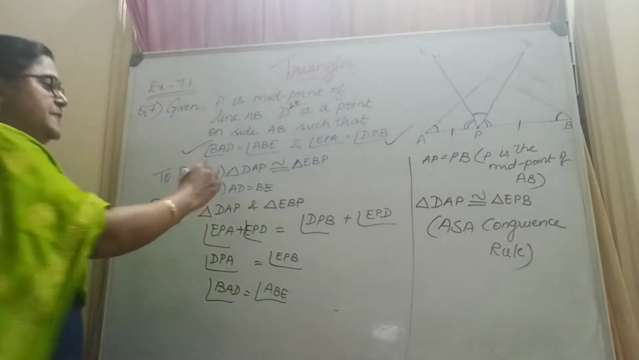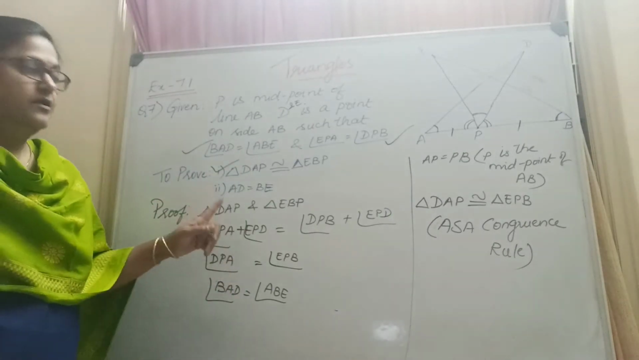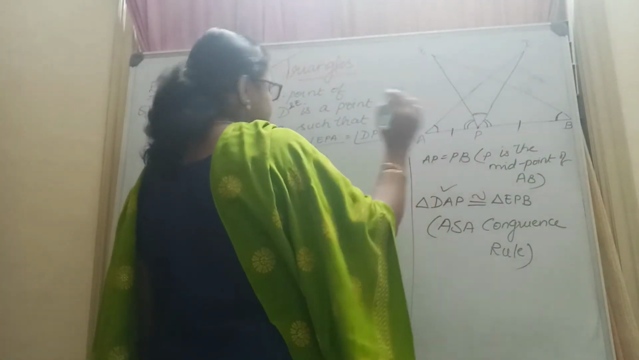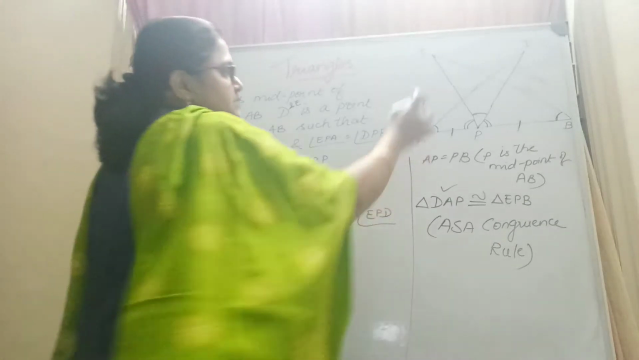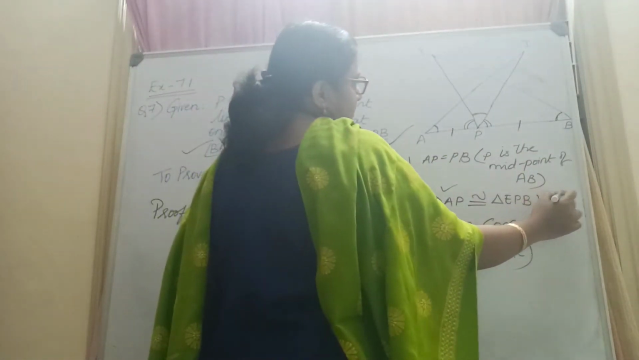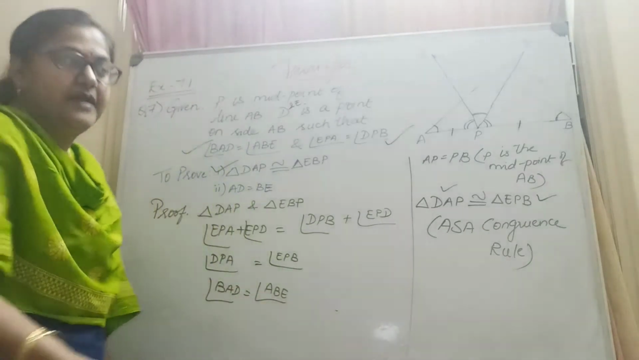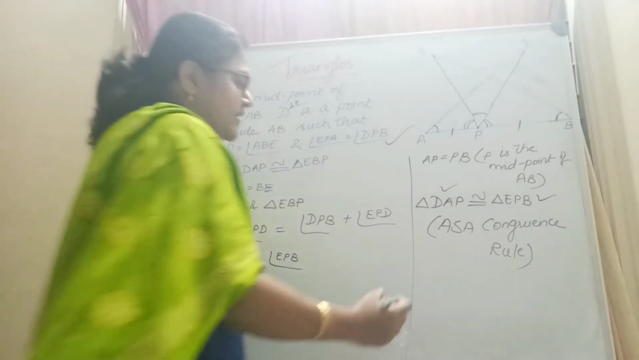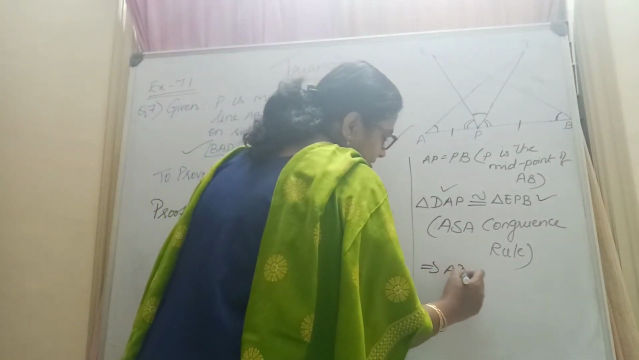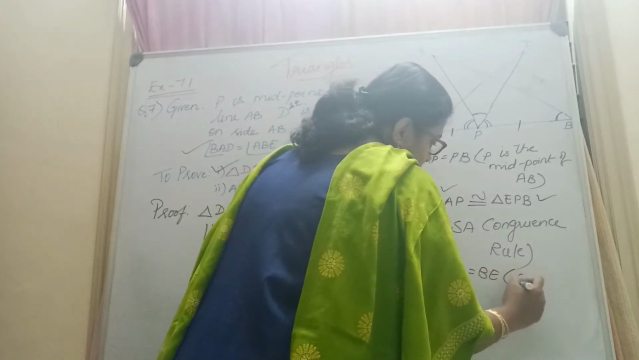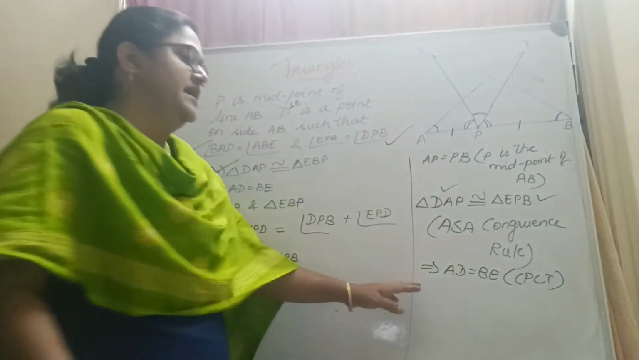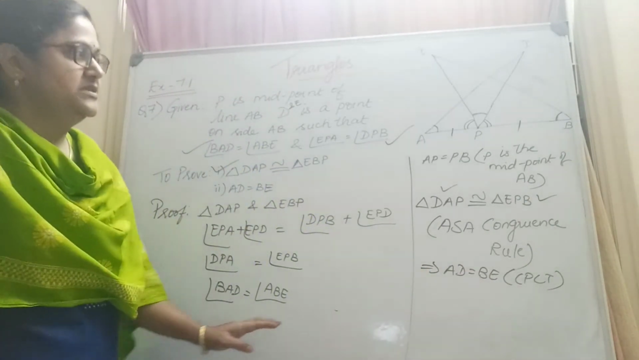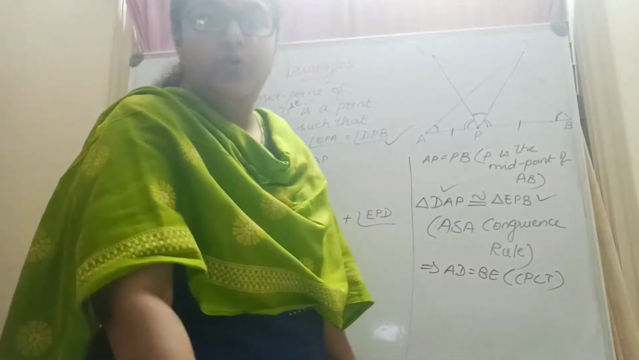Fine. Now, the first part is proved. Right. Now, I need to prove the second part, that is AD from triangle DAP is equal to BE from triangle EPB. I can easily say that they are equal because they are corresponding parts of congruent triangles. So, I can write that AD is equal to BE by CPCT. Okay. Hope this is clear to you all. We'll move on to the next question.